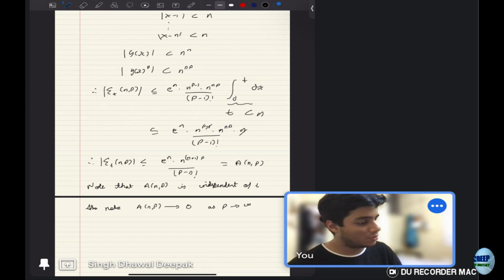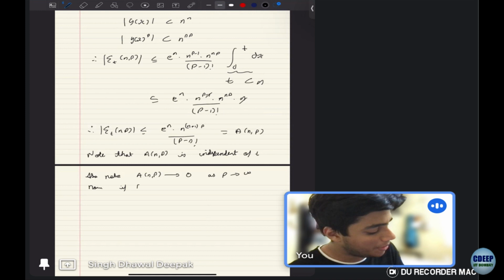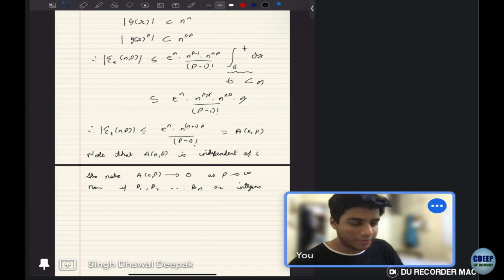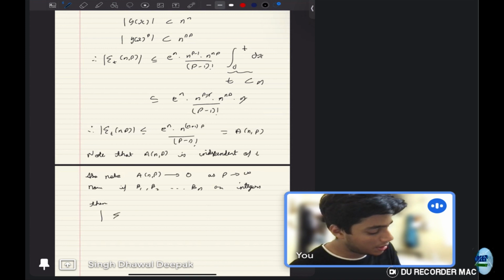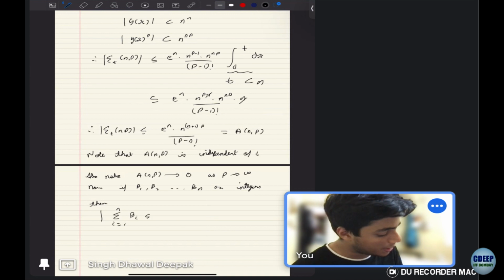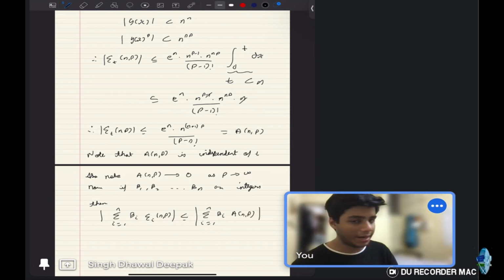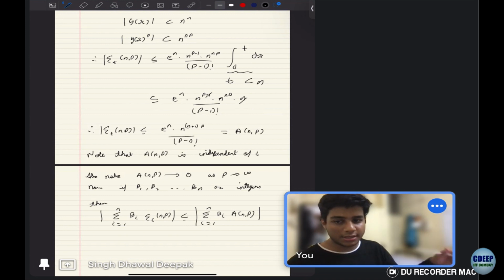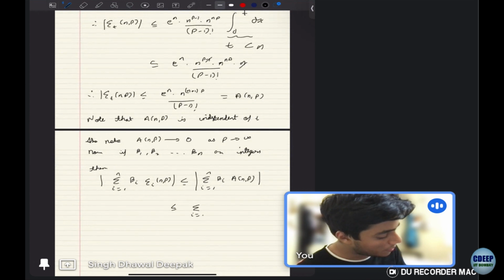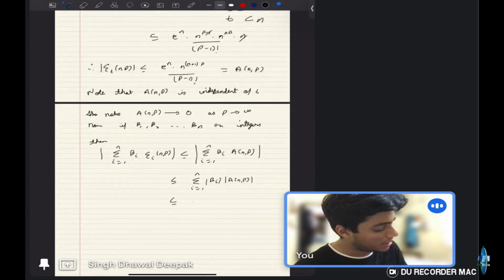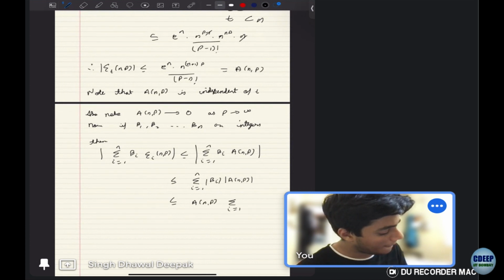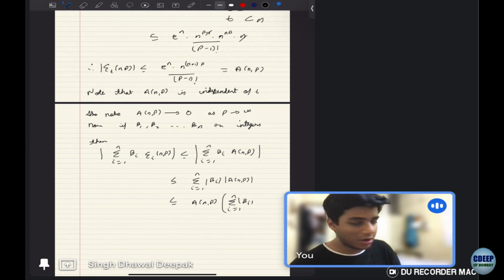So now if beta_1, beta_2, all the way up to beta_n are integers, then the summation for i equal to 1 to n of beta_i epsilon_i(np) will be less than the summation of beta_i a(np). But now a(np) is independent of i, so this is less than the summation over i from 1 to n of |beta_i| times a(np), since a(np) is positive.